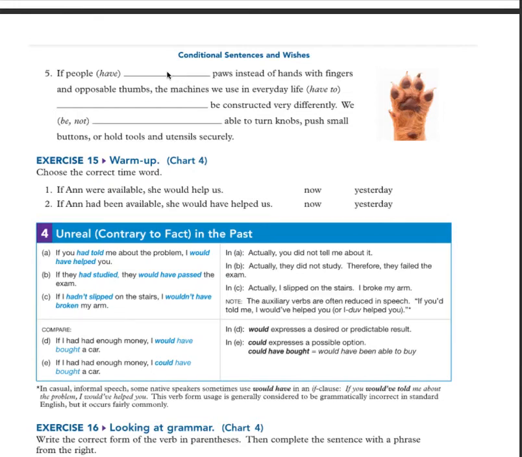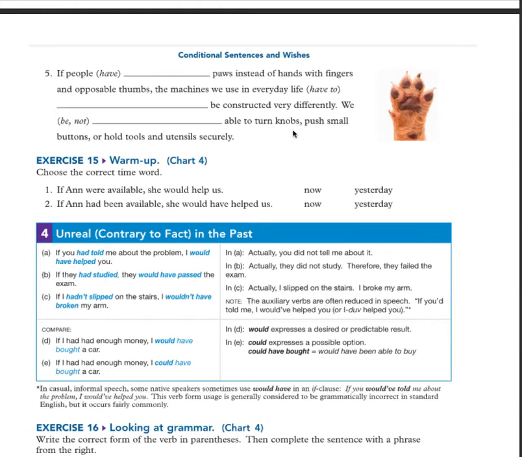If people had paws instead of hands with fingers and opposable thumbs, the machines we use in everyday life would have to be constructed very carefully. We would not be able to turn knobs, push small buttons, or hold tools and utensils securely. Okay?